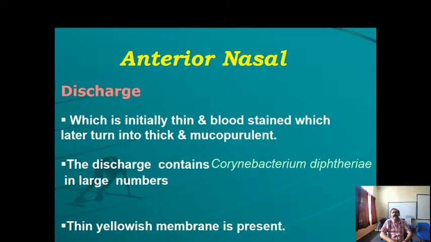And the anterior nasal one, you have a membrane formation which may occur in the nasal area, which causes a discharge which is initially thin and blood-stained, later turns thick and mucopurulent. And this discharge contains a lot of Corynebacterium diphtheriae, and this is the cause of a large amount of spread of the infection. There's a thin yellowish membrane on the nasal cavity.